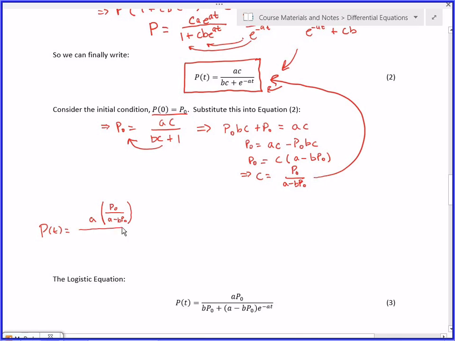divided by, this is why people love applied mathematics, by the way. It's never neat. It's always messy. You just keep going until you get it as neat as you can. But it's still the right answer. It solves a real problem. It's because the real world is messy, that's why. And then you have a B times P naught over A minus B P naught plus E to the minus AT.